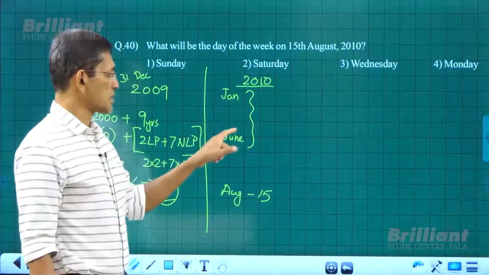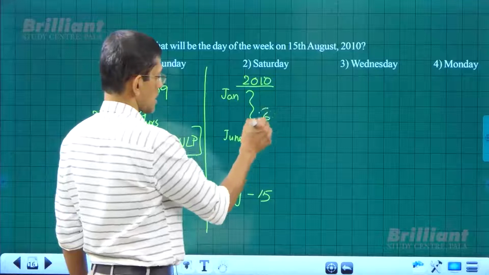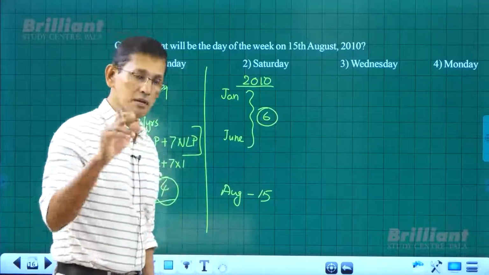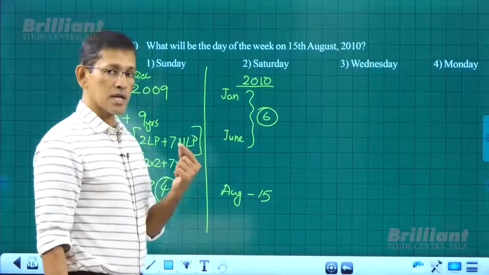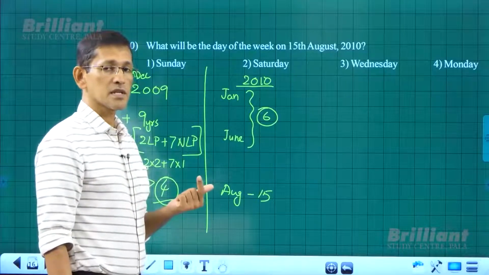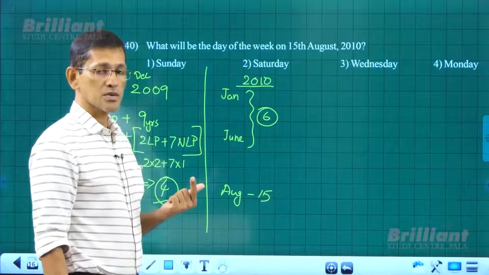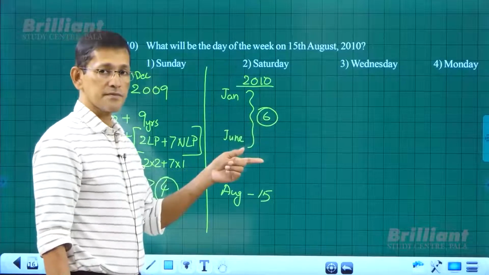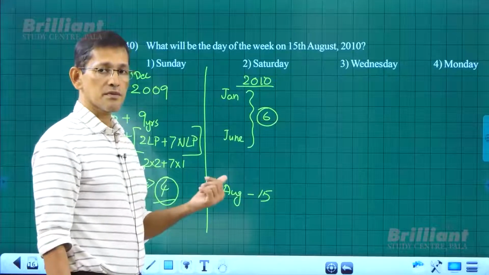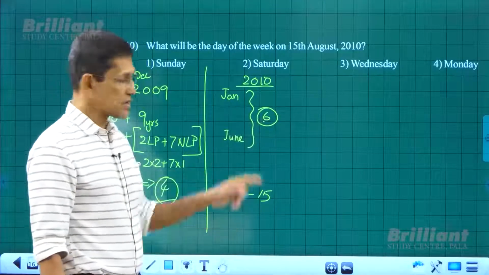For a non-leap year, January to June, the number of odd days must be 6. For a leap year, that number of odd days would be 0 here. That 1 day difference comes from the number of days in February. February in a leap year 29. So number of odd days will get 6 plus 1 is 7, and 7 divided by 7 you get 0 for a leap year. But in this case what you get is 6 when you count it.